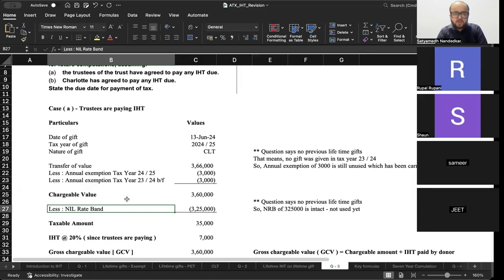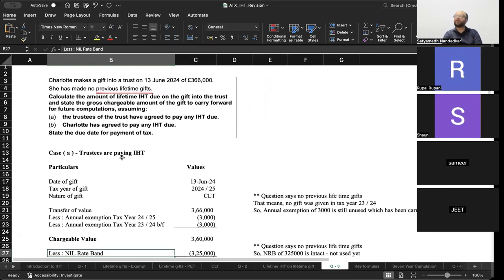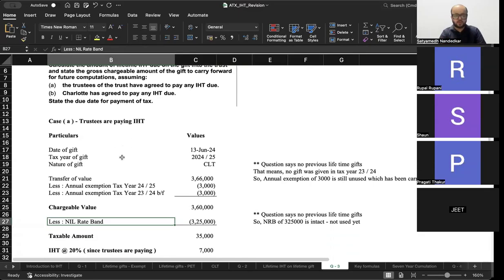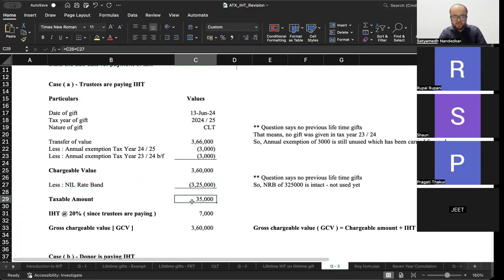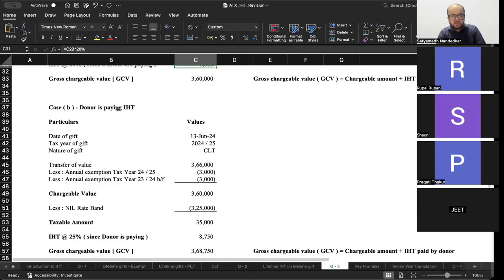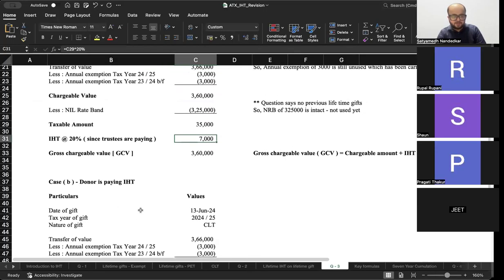From that, you subtract the nil rate band. This person had not made any other previous lifetime gift, so the entire nil rate band of 3,25,000 is unused. Less nil rate band 3,25,000, you are left with a taxable amount of 35,000. Inheritance tax at the rate of 20%. Since trustees are paying, 35,000 at 20% is 7,000. If trustees are paying, the tax rate is 20%. If the donor is paying, the tax rate is 25%.